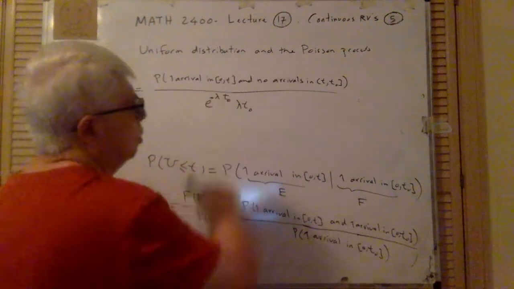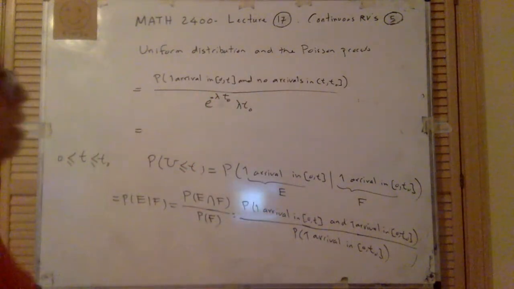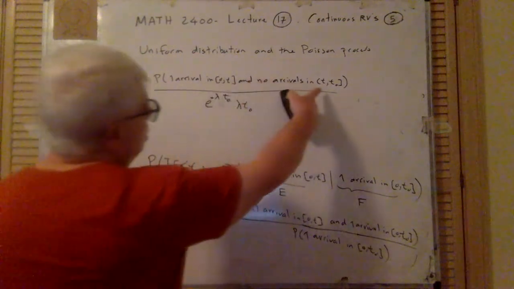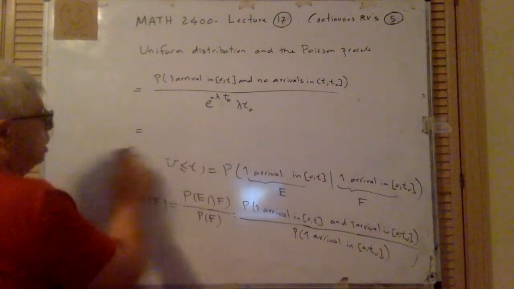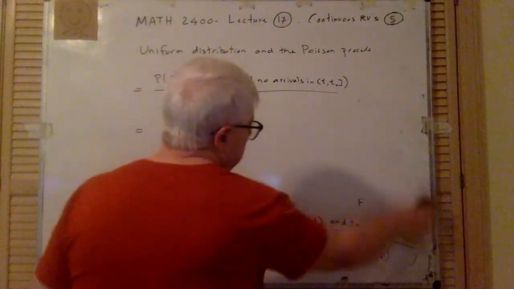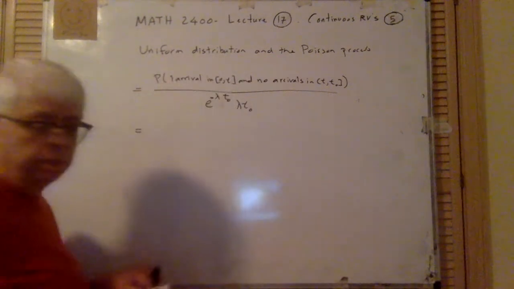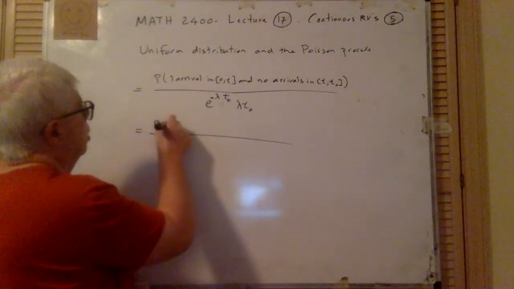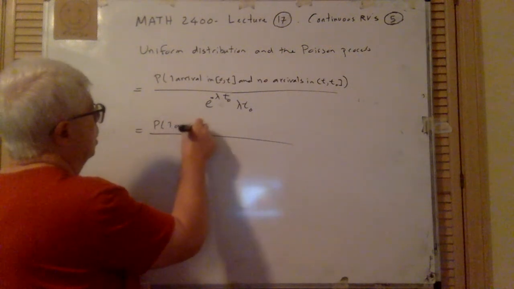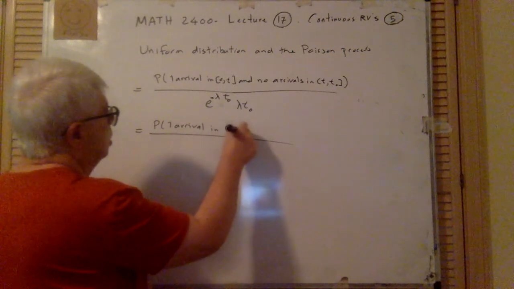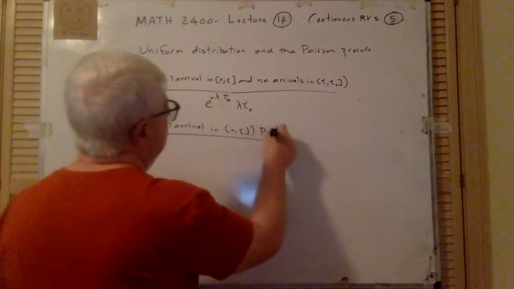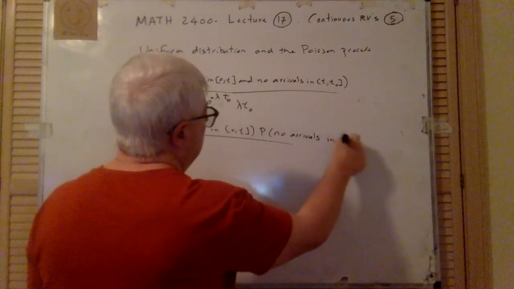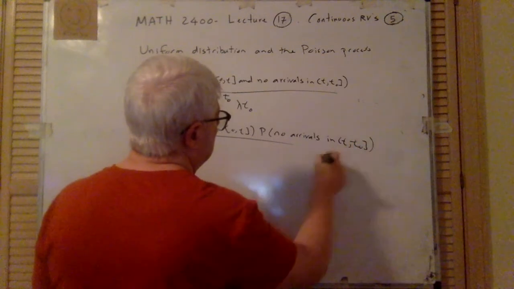So this one and this one are independent. Remember, anything that happens in two disjoint intervals is independent. This interval and this interval are disjoint, so these two events are independent. So we have P of one arrival in 0 to t times P of no arrival in t to t0, right?